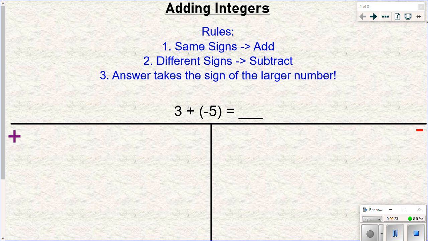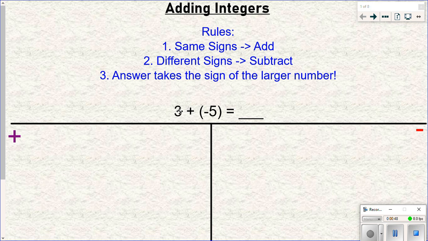So I've got the rules written here in blue. You can see those rules. You can look over those. I'm going to skip the rules for right now, and I'm going to show you this in a different way of thinking about it, and then we'll come back and look at the rules. So one way I like to think of adding integers is it's a battle between positive and negative, and what you're looking for is who wins the battle.